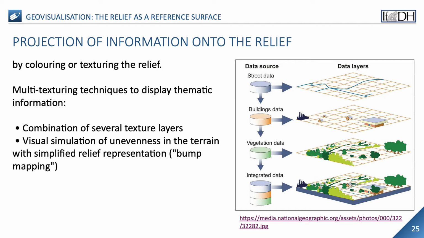In order to still be able to acquire this multitude of information, a simplified relief representation, that is a bump mapping, is of course necessary, which does not reproduce unevenness in the terrain in its natural course, but uses specific degrees of abstraction of the visual symbolization.